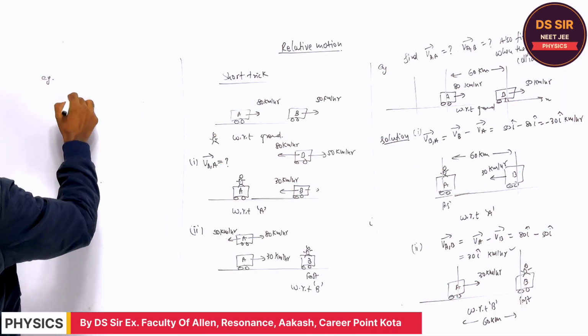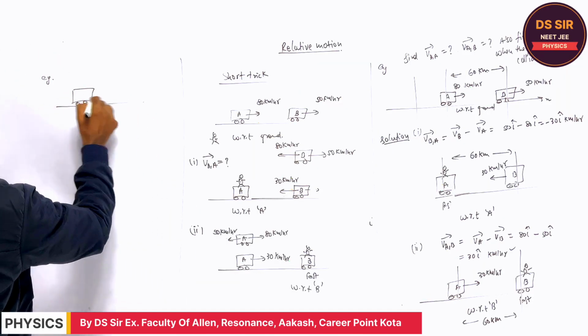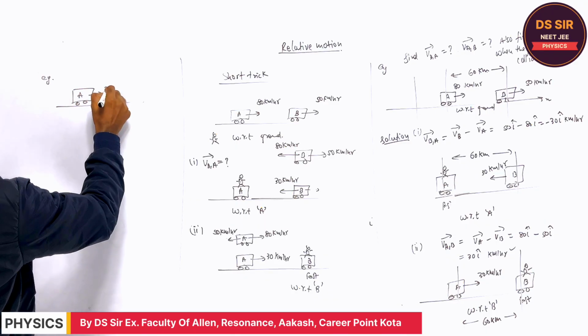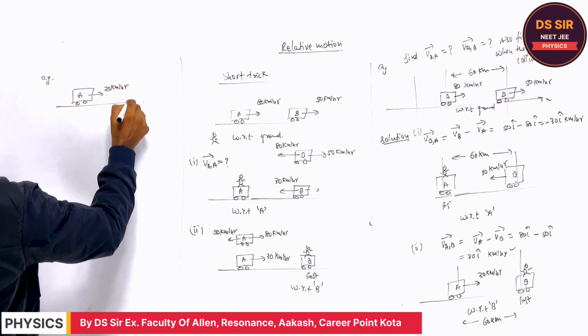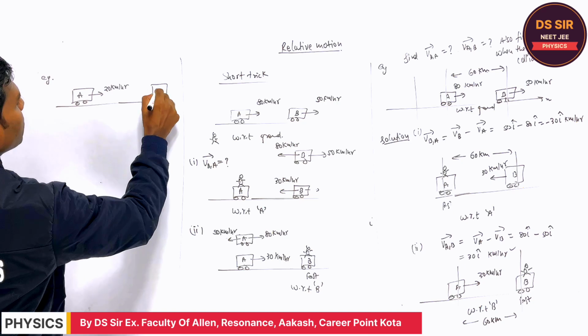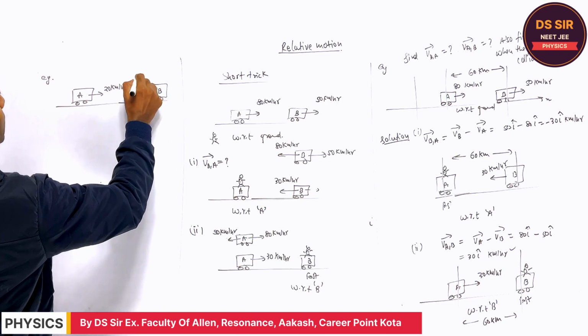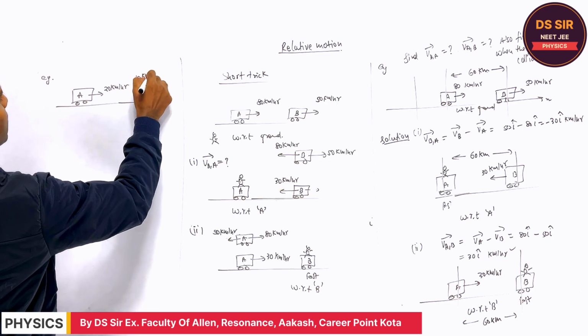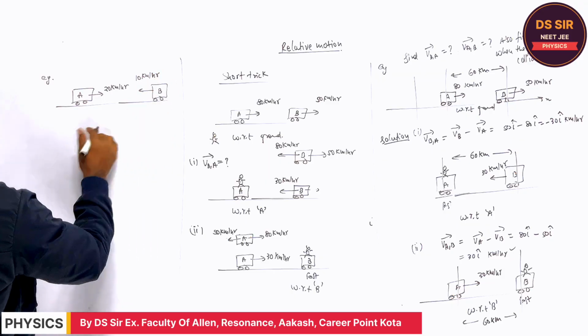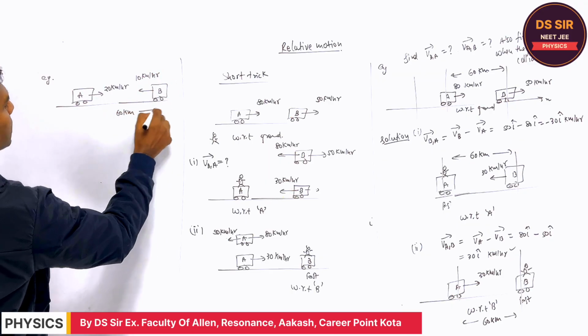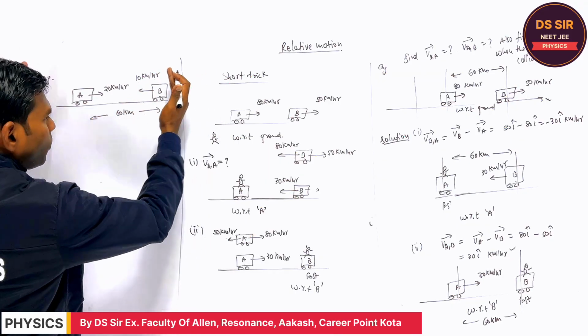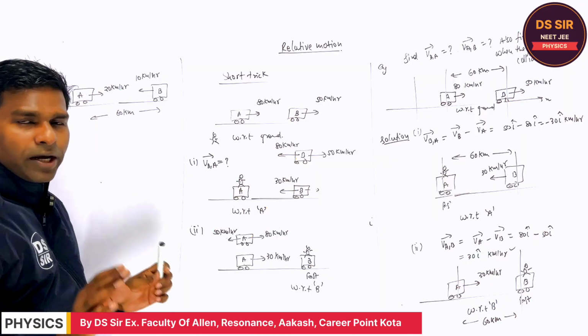For example, suppose this is car A moving with 20 km per hour, and this is car B moving towards it at 10 km per hour. Are you getting or not? Suppose 60 km is the initial separation. So when both are moving towards each other, they will collide or not?